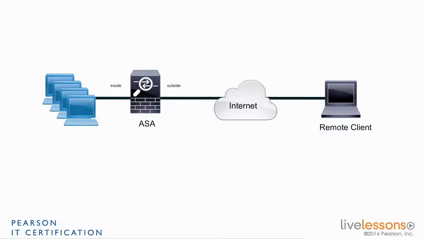I'm going to be using this topology for the next examples. Basically what we have in here is a Cisco ASA with two interfaces, an outside interface and an inside interface. The outside interface is connected to the internet, and of course the inside interface is connected to the inside network or the corporate network. We also have a remote client that can be any user connected from their home, from a coffee shop, from an airport, from a hotel. Of course, this remote client is connected to the internet.